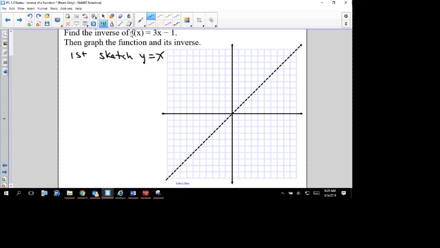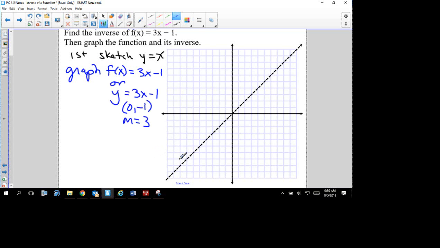Next, what we're going to do is graph the function itself. F of x equals 3x minus 1. Or you can think of that as being y equals 3x minus 1. So we'll begin at 0, negative 1. Use our slope of 3. Go ahead and graph that.